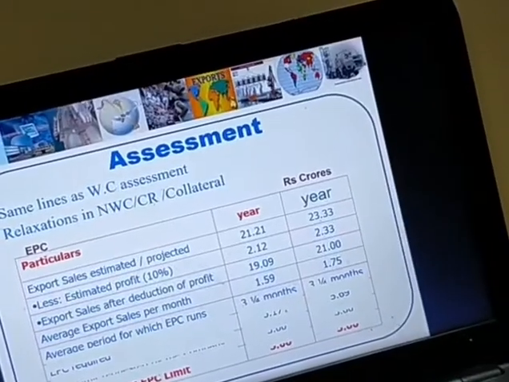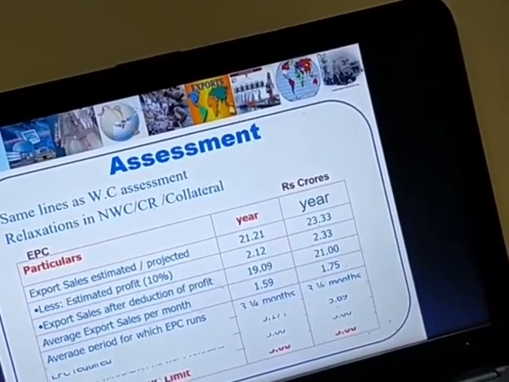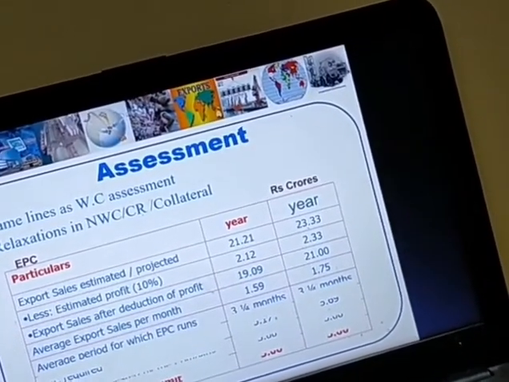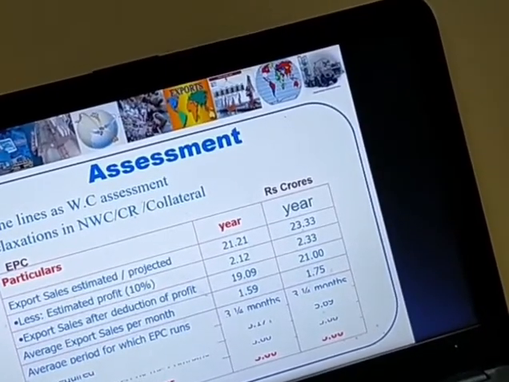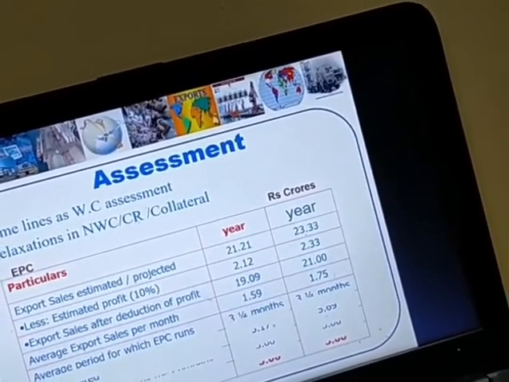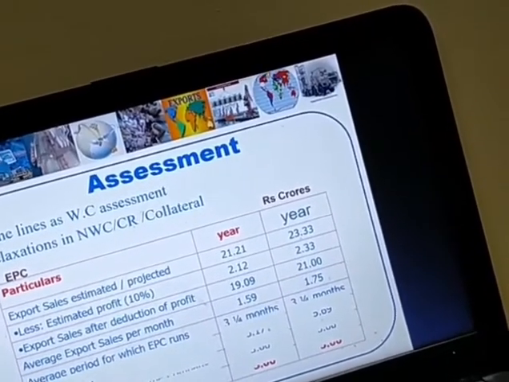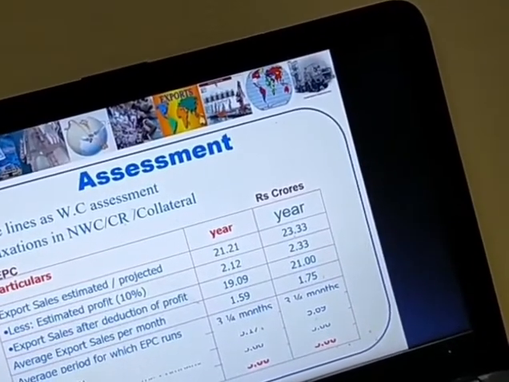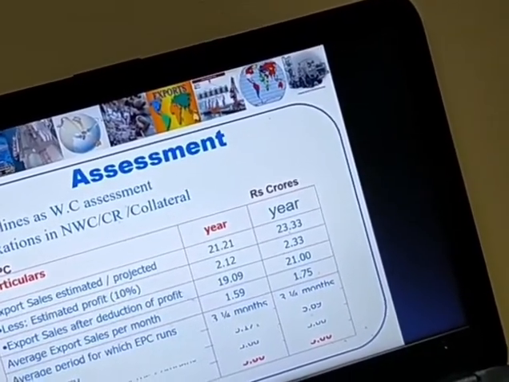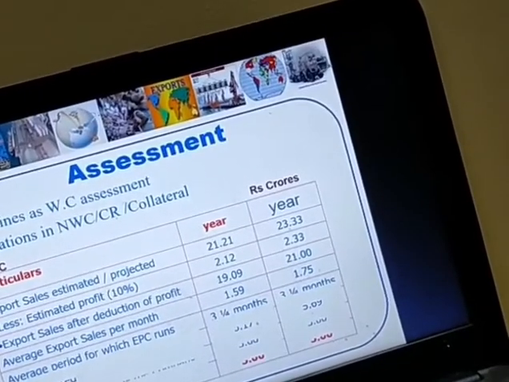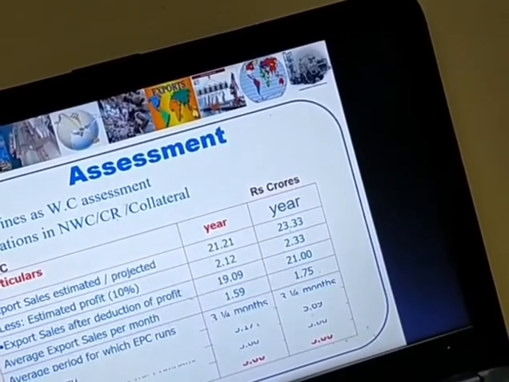The assessment will be the same as working capital assessment. You can see my previous videos also about the working capital assessment. Let's see the assessment. Same lines as working capital assessment, and export packing credit. Just like that, you have to calculate export sales estimated, projected, less estimated profit, export sales after deduction of profit, average export sales per month, and the average period for which EPC runs, that is, export packing credit runs.